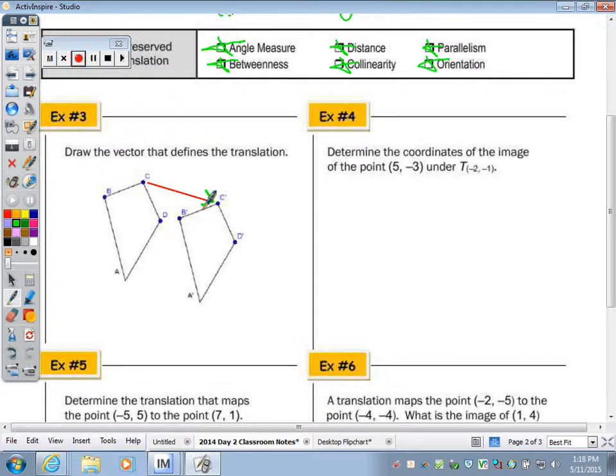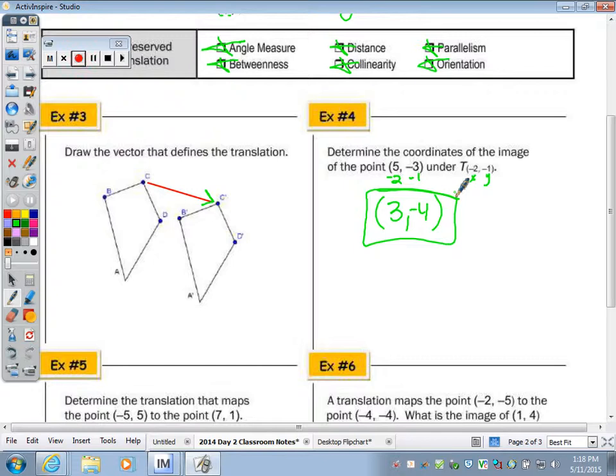Number 4, determine the coordinates of the image of the point 5, -3 under that translation. Since this is in the spot of the X and that's in the spot of the Y coordinate, I'm going to subtract 2 to the X. I'm going to subtract 1 to the Y, and my new coordinate is going to be 3, -4.